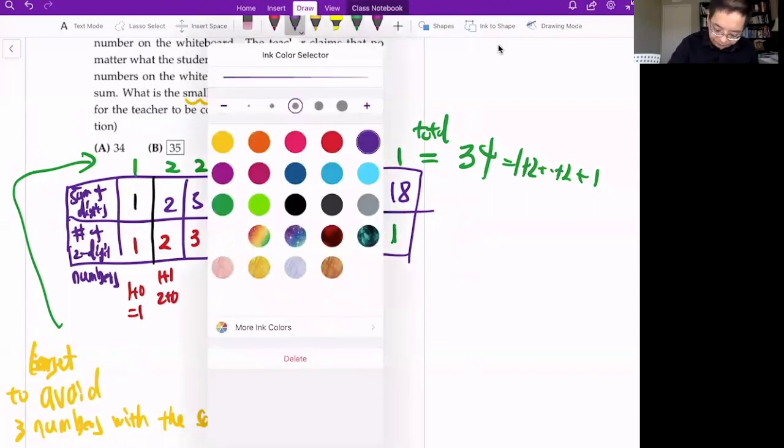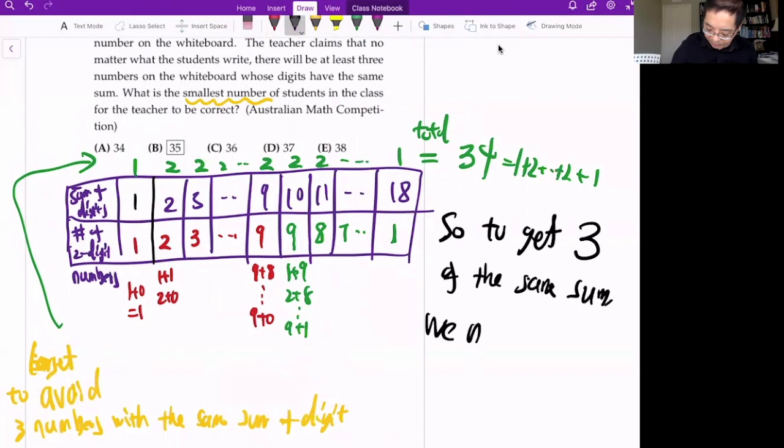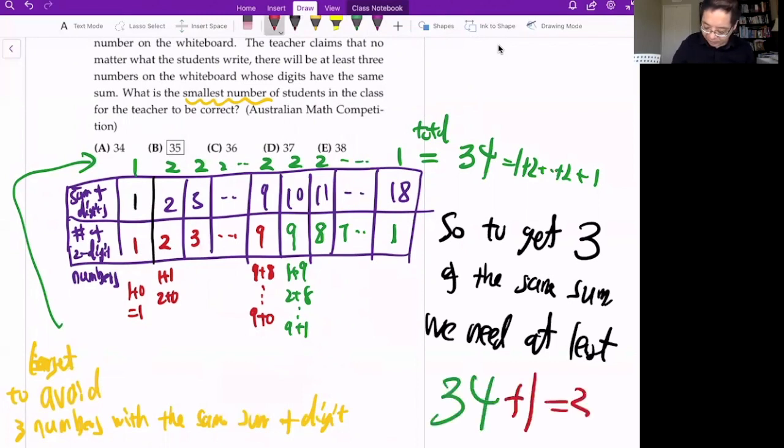So to get 3 of the same sum, we need at least, right? We need at least is this 34. You need plus an extra 1, that's 35, right?